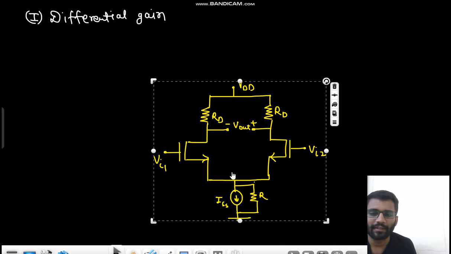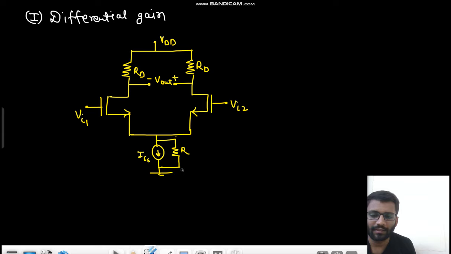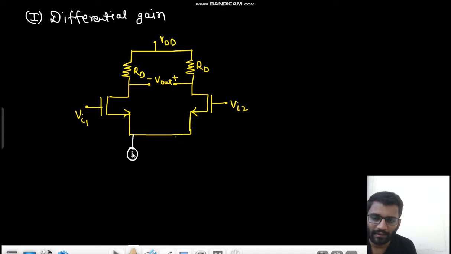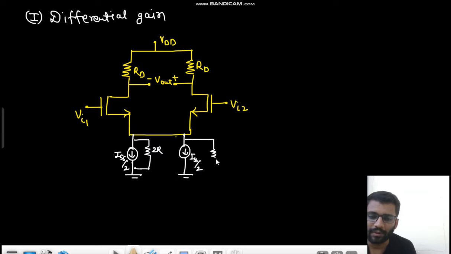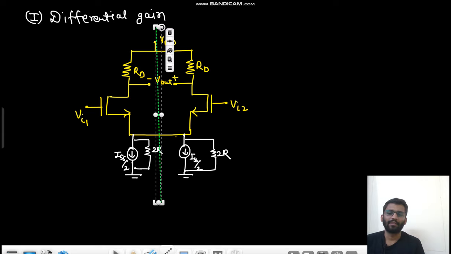What we will do, we will find the symmetry. For finding the symmetry, here I had ISS, so this would be replaced by ISS by 2, and it has 2R resistance, and this will be replaced with ISS by 2. It will also have 2R resistance, because 2R parallel with 2R will make R. ISS by 2 plus ISS by 2 will make ISS. Now here we have the symmetry.